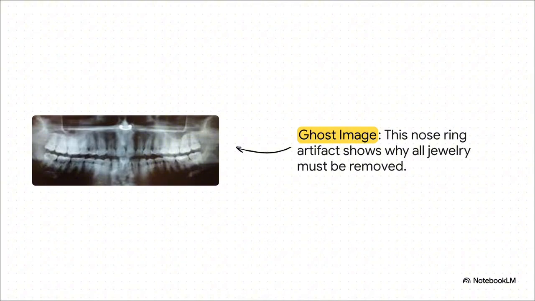The machine scanned the real piercing, and then it created this blurry, mirrored artifact of it on the other side of the film. These ghosts can cover up really important details and make the X-ray a lot harder to read.